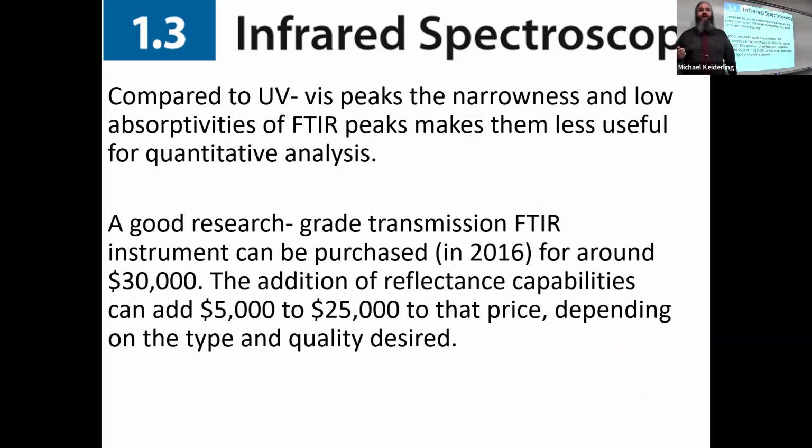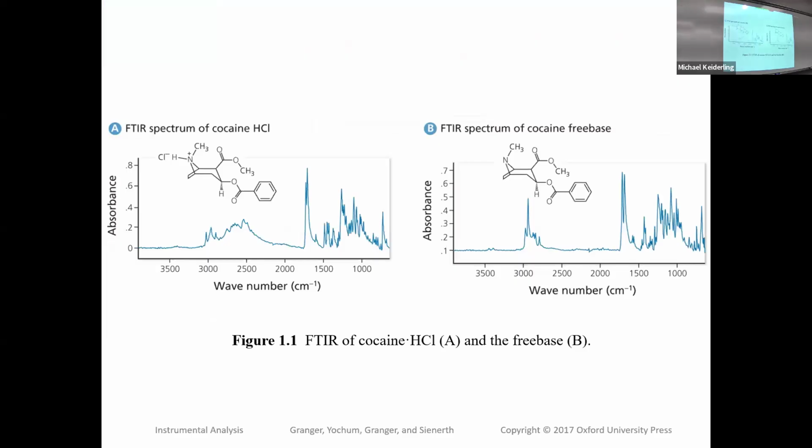Compared to UV visible, the narrowness and low absorptivities of FTIR peaks make them less useful for quantitative analysis. And a good research grade transmission FTIR instrument could be purchased in 2016 for around $30,000. And the addition of reflectance capabilities could add $5,000 to $25,000 to that price, depending on the type and quality desired. And I don't know where those numbers are today. Scientific instruments are expensive.